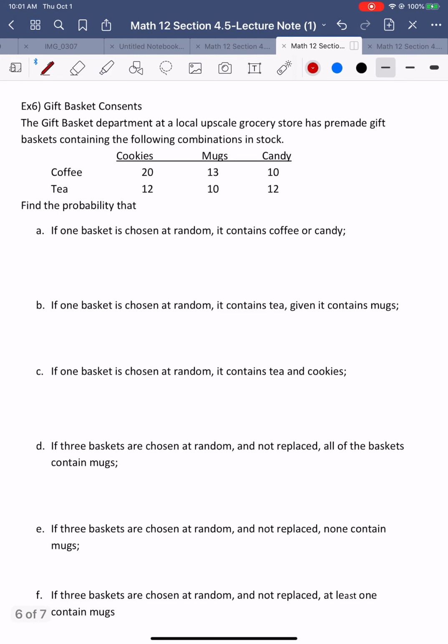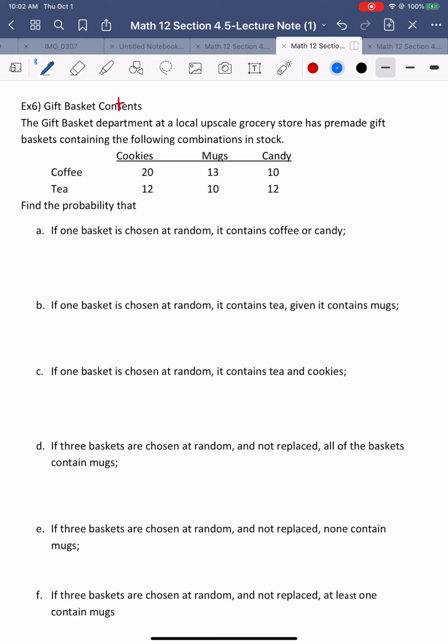Okay, gift basket contents. The gift basket department at a local upscale grocery store has a pre-made gift basket containing the following combination in stock.